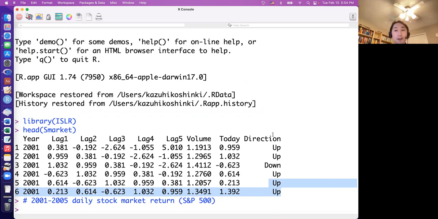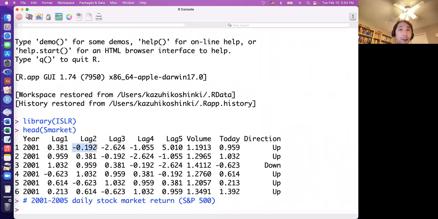Okay, so this is today's return. This is the return of the stock market on the first day of 2001. And these are just the 5 lags. So this is the daily return 1 day ago.